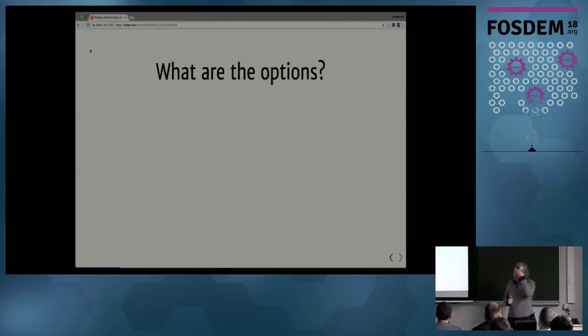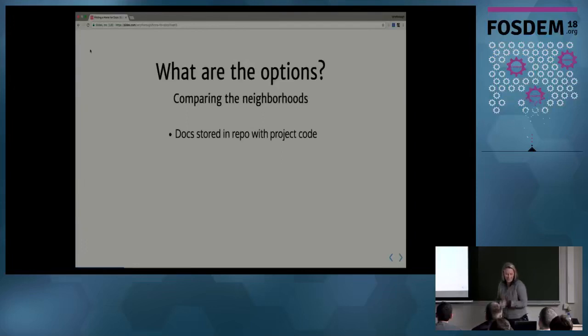So what are the options for where they're stored? There's a few that I'm going to be looking at. The first one is docs stored in a repo with the project code. So you're in the same place where the code of the project itself is, the docs are in that same repository. Another possibility is that the docs are in their own repo, separate from the project code. And then finally, there are some hybrid solutions that kind of mix it up. So we're going to talk about those three.